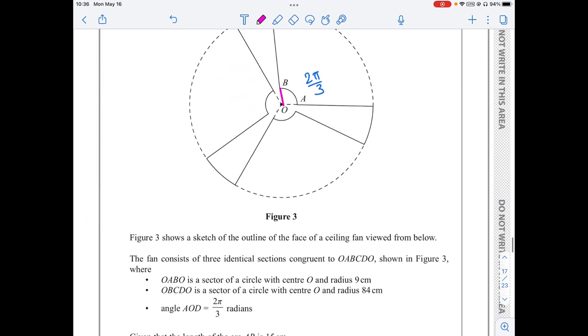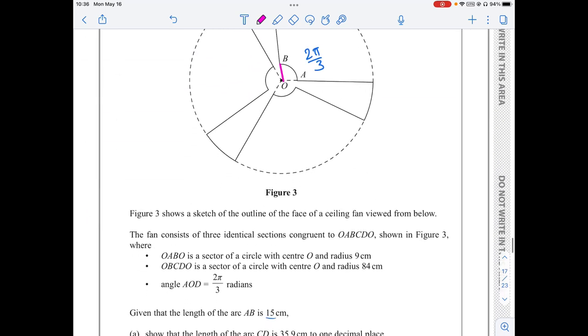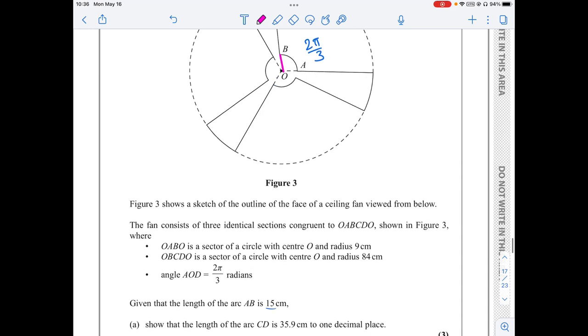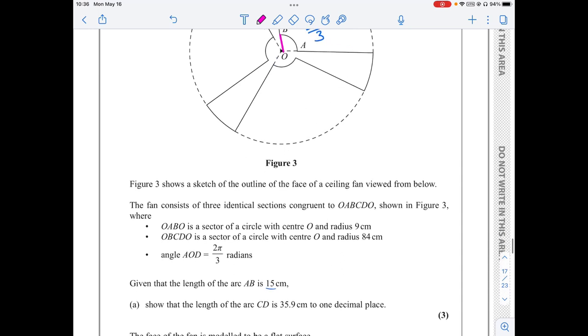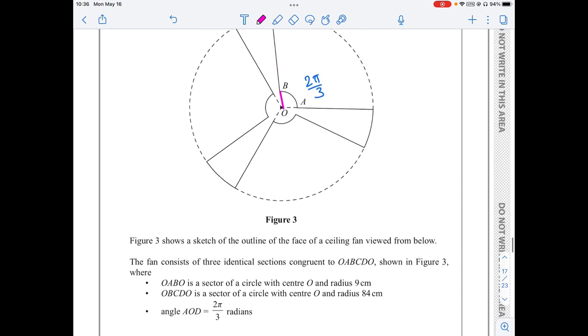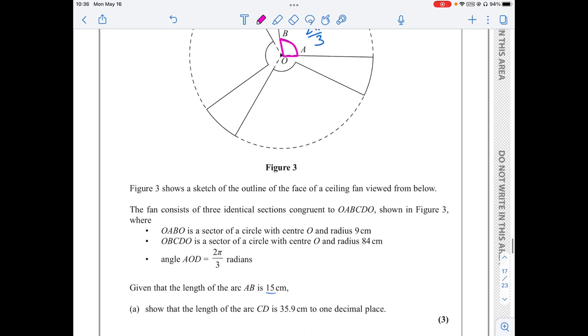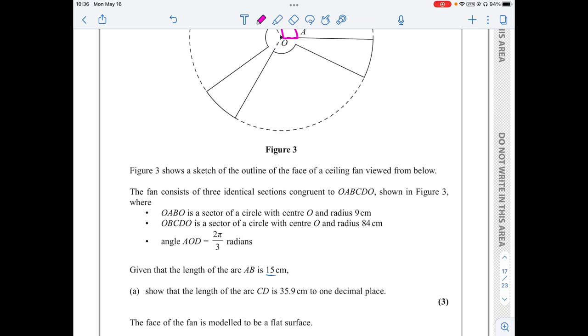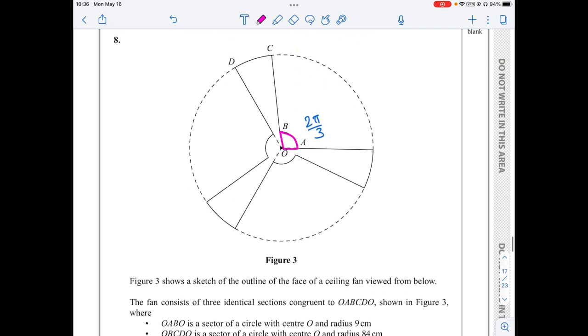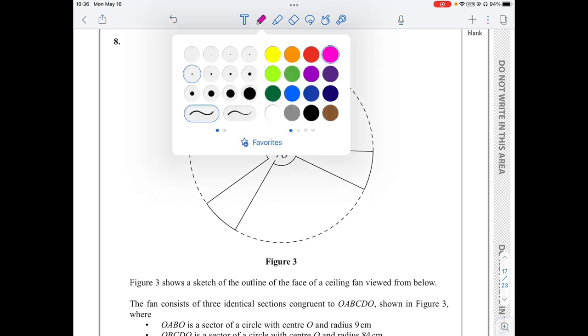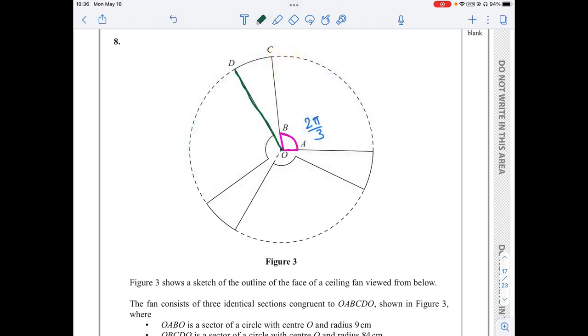Coming to question number 8, figure 3 shows the sketch of the outline of a ceiling fan viewed from below. The fan consists of OABO, the sector of a circle. I can see OABO, which I draw in pink color. OABO is a sector of a circle with center O and radius 9. OBCDO is a sector of a circle, another bigger one, this green colored one, with radius 84.